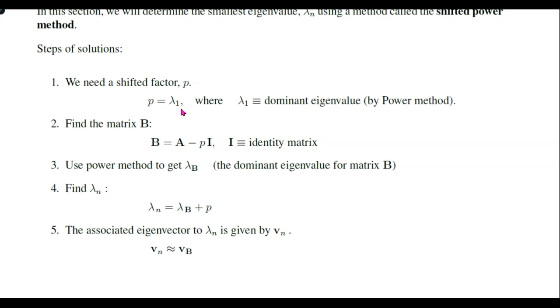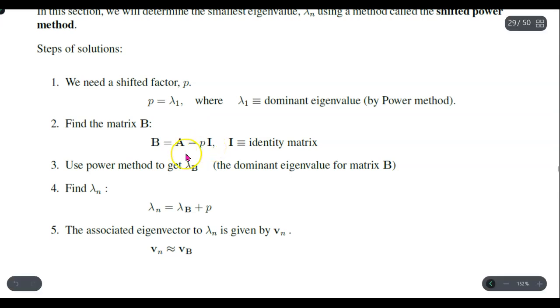Before this, in the previous video, we have seen how we can determine the dominant eigenvalue by the power method. That dominant eigenvalue, which we denote as lambda 1, is what we call the shifted factor P in the shifted power method. Then we need the matrix B, which is obtained by the formula A minus P times I. A is your matrix, given in the problem, P is again lambda 1, and I is the identity matrix.